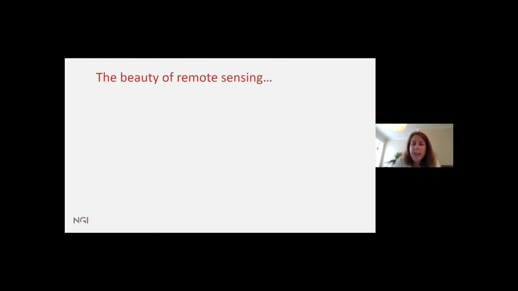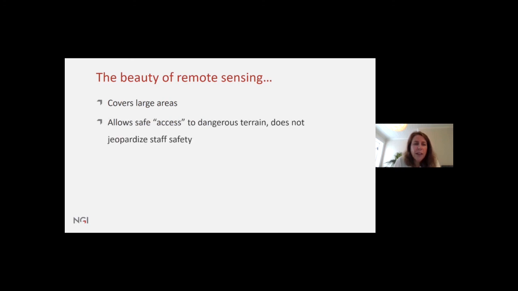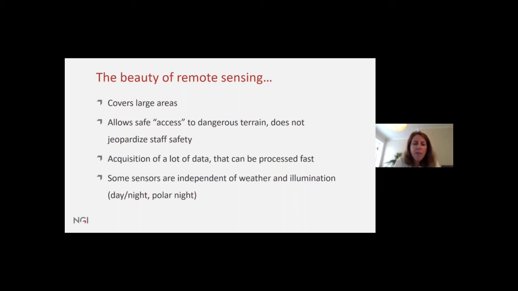The beauty of remote sensing is that you can cover large areas. It allows safe access to otherwise dangerous terrain, so it does not jeopardize staff safety. It also allows us to acquire a lot of data that can be processed fast. And some of the sensors are even independent of weather and illumination, so you can use them both during daytime and at night, and during the polar night in Arctic areas.